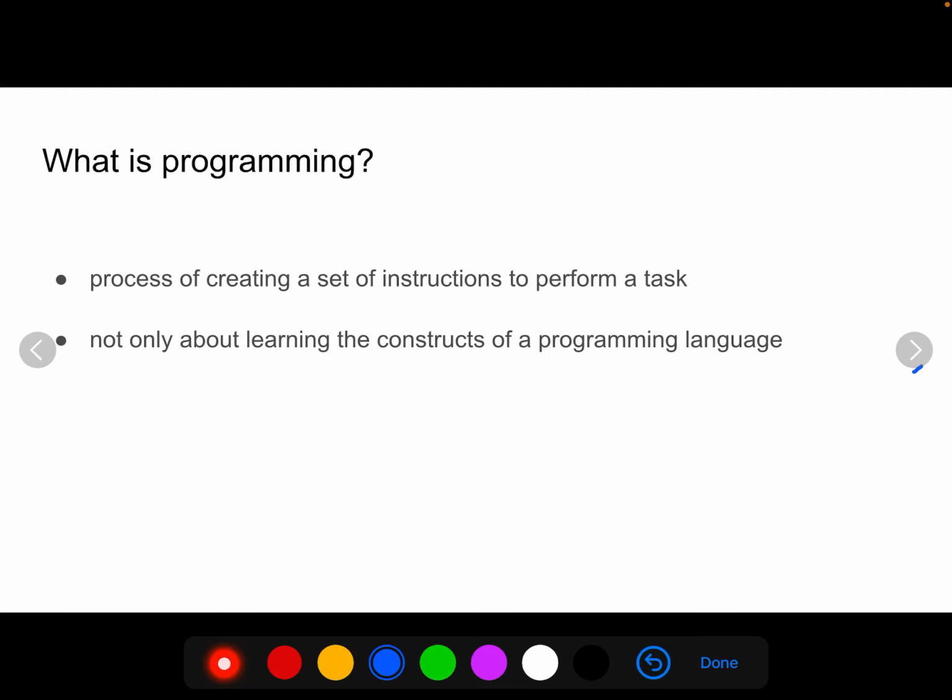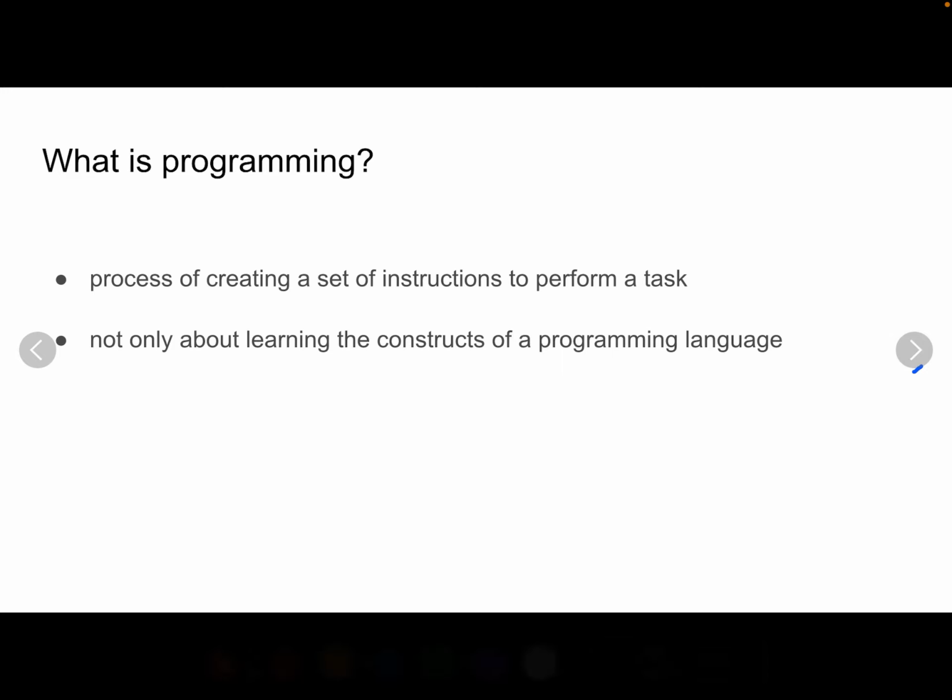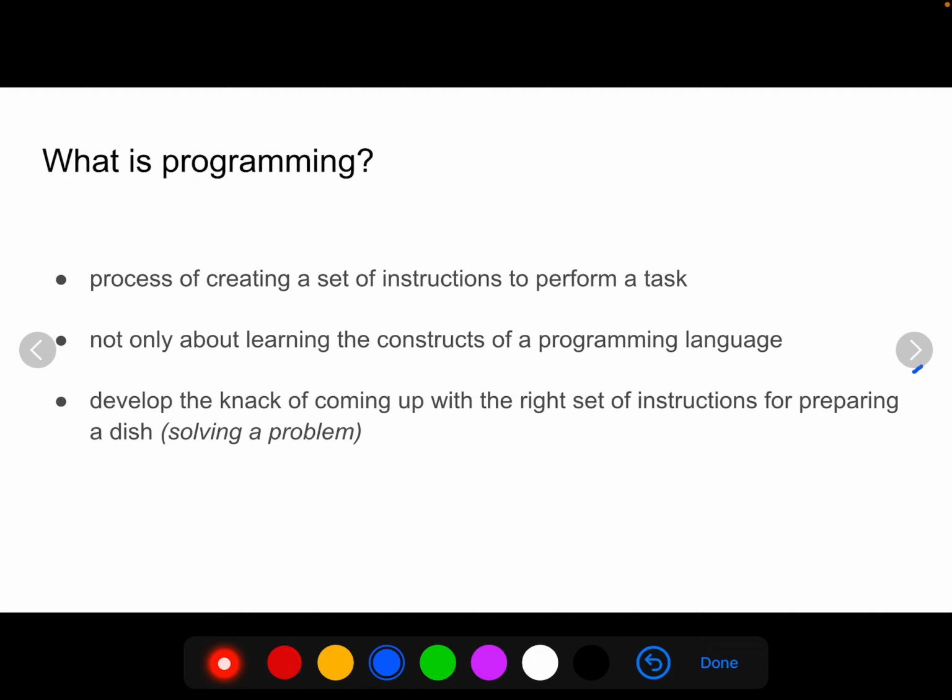Only then can you write the instructions in that language, right? But programming is not only about learning the rules of a programming language. You also have to develop the knack of coming up with the right processing, right?